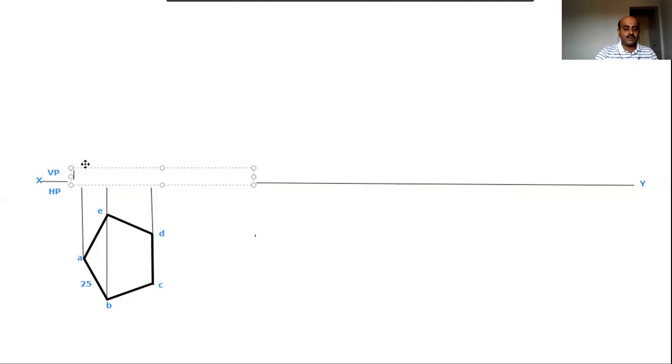Let us start marking the points first. This is A dash. Then comes B dash, which is visible in the front view and coincides with E dash, so hence we are going to write it with E dash within parentheses. And next come the last two points, which are C dash. C is visible in the front and D is not visible in the front.